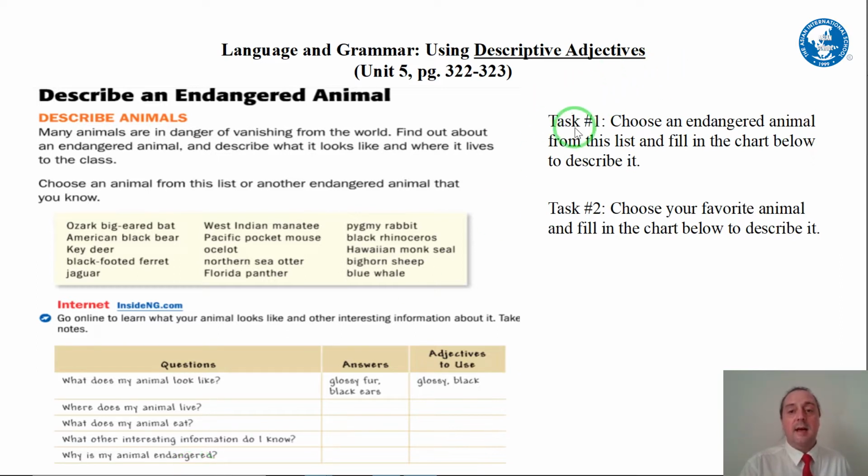So here's your task. Number 1, choose an endangered animal from this list and fill in the chart below to describe that animal. Number 2, choose your favorite animal and fill in the chart to describe it. So take 2 minutes, maybe 5, stop the video, and fill in the chart with an endangered animal from the list and your favorite animal.